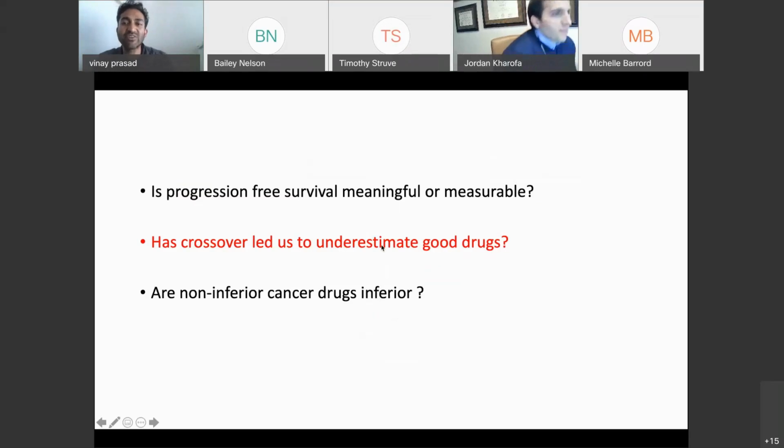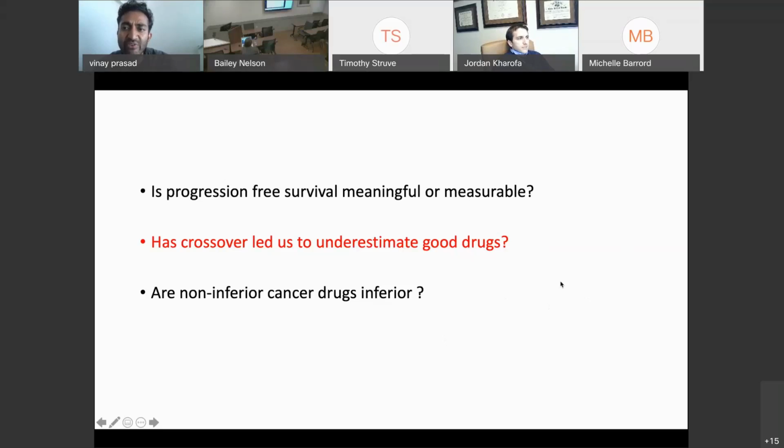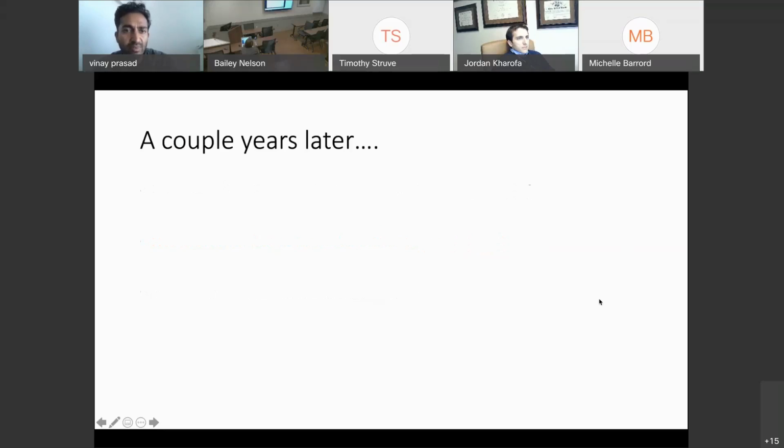I think this is the most misunderstood aspect about cancer drug development. I'll go pretty quickly through this, and then we can talk about non-inferiority in the next part. But I think the censoring part is something that will interest you.